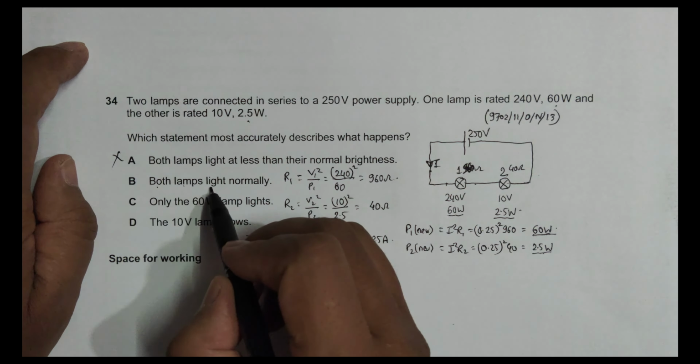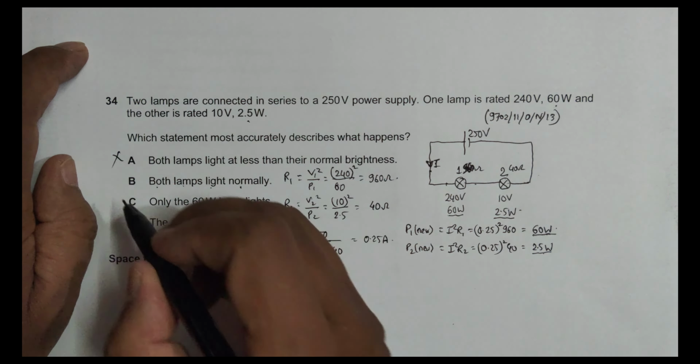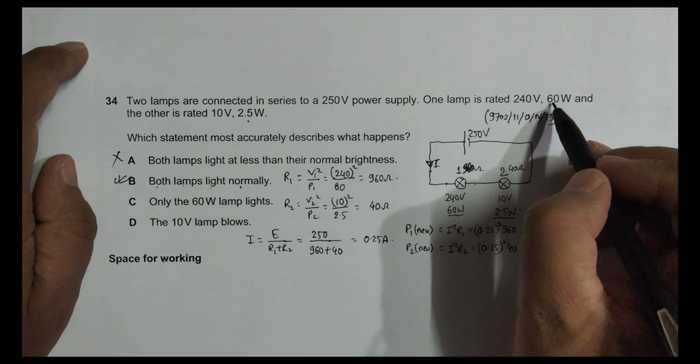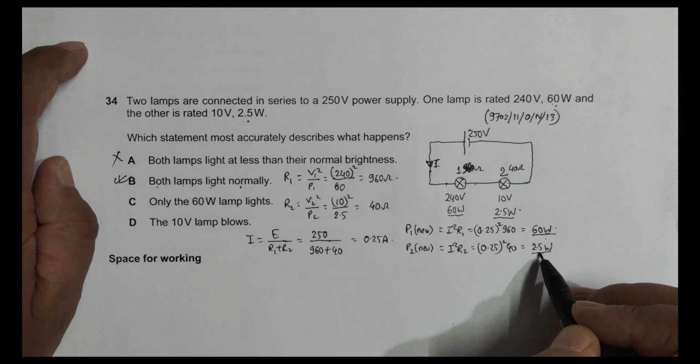Next, both lamps light normally. Normally means they are consuming the same power as before. So this is correct, because 60 watt, 2.5 watt. It's a sheer and sudden coincidence.